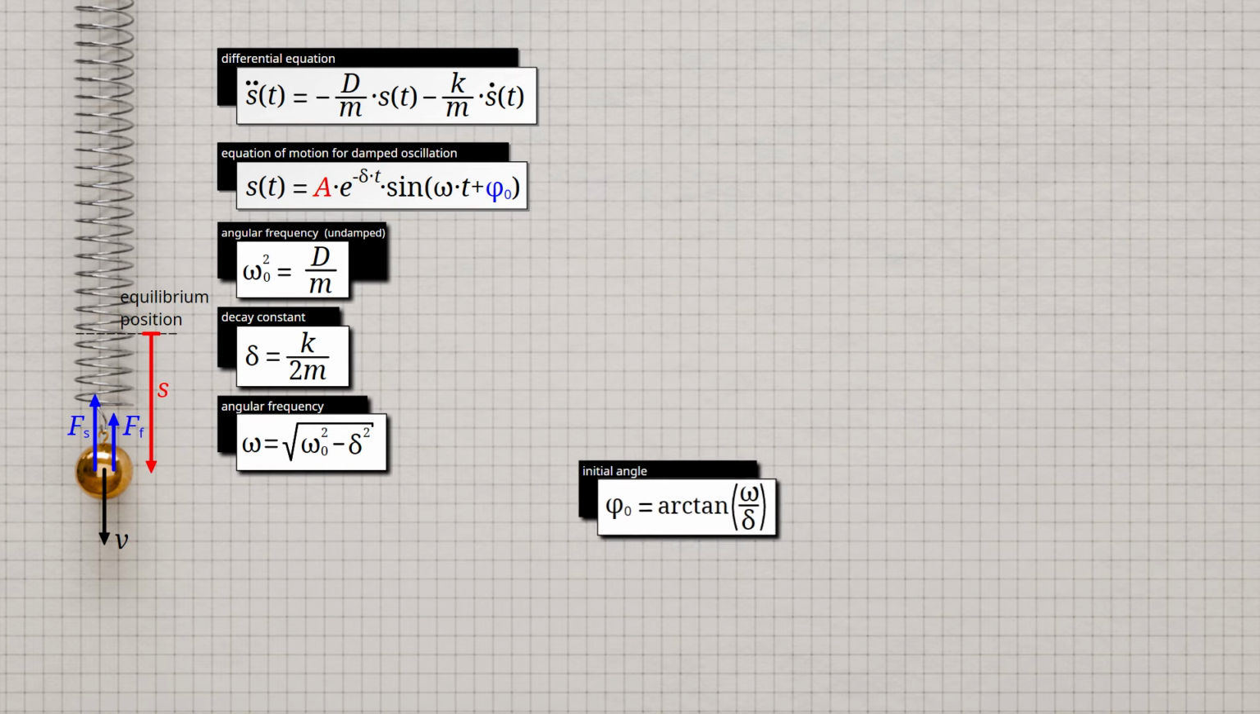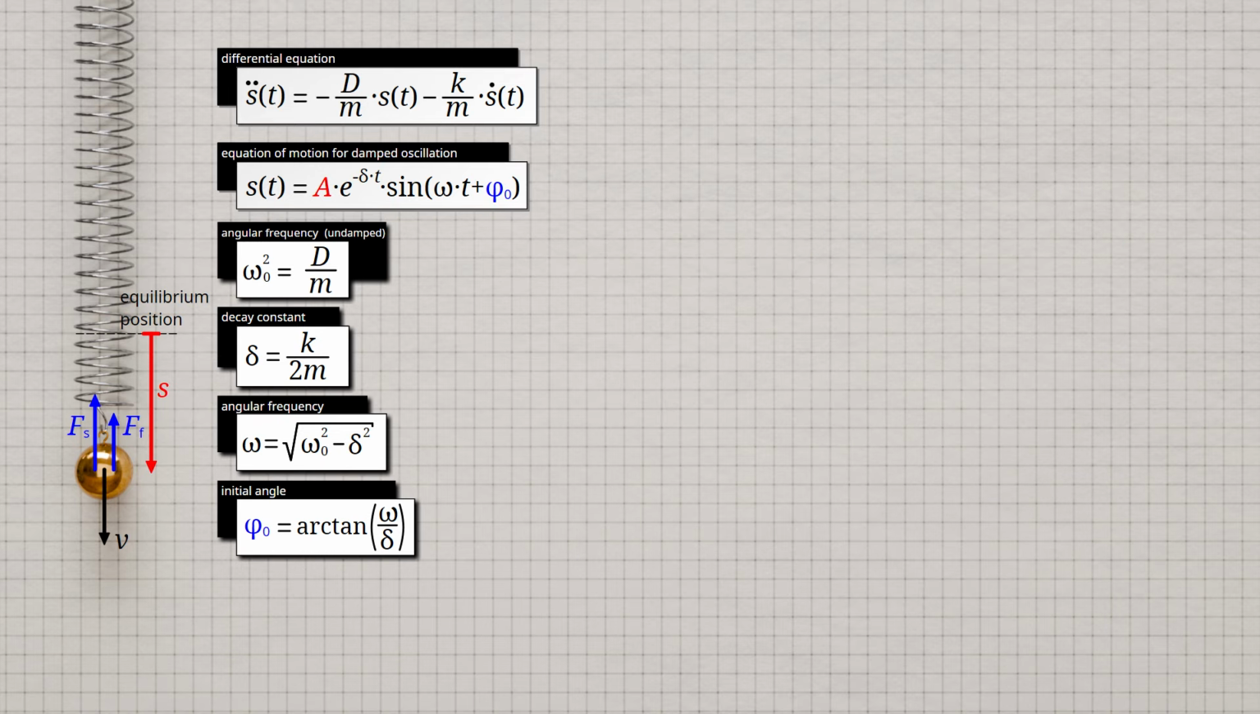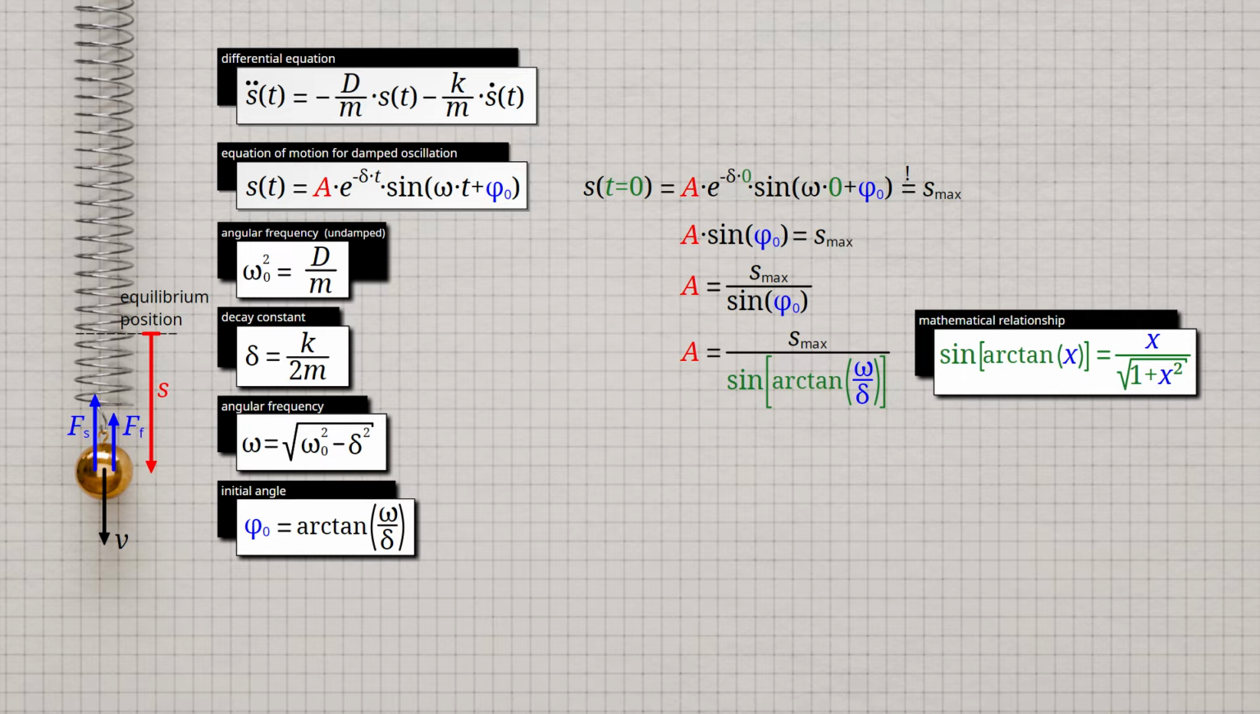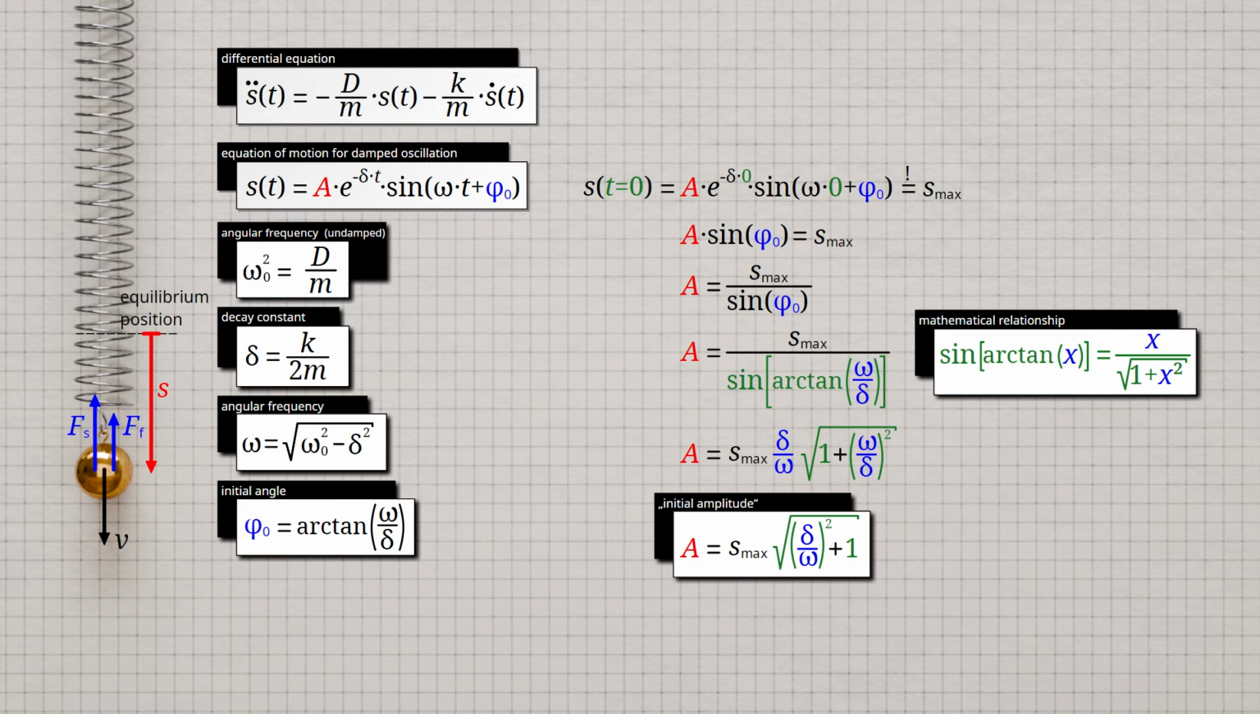We now need to determine the value A in the displacement function. This value follows from the initial condition that the displacement function must have the maximum value Smax at the time t equals 0. The value A therefore results from the quotient of the initial maximum displacement Smax and the sine of the angle phi 0. For the angle phi 0, we can insert the previously derived expression. A look into a mathematical reference shows the given relationship, so that the green-marked sine term can be replaced by the corresponding square root expression. This yields the overall expression for the value A.